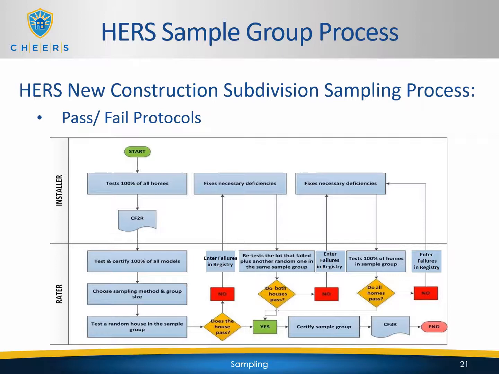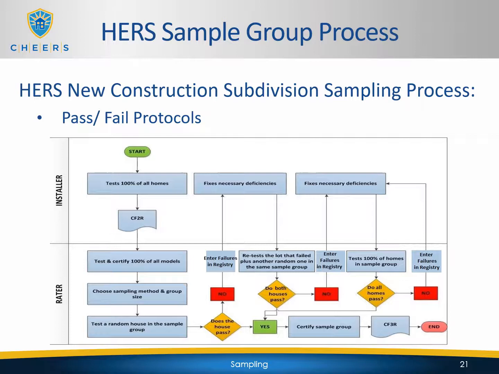This slide shows the process for pass failure protocols for HERS raters. So there are certain things that need to happen whether the home passes or fails. And this is the process that shows what those things need to happen. So the process starts with the installer. The installer is going to test 100% of their home. So whatever it is that they're installing, they're going to diagnose to make sure that everything they're installing is installed to standard. And they're going to create the CF2R like we talked about earlier.